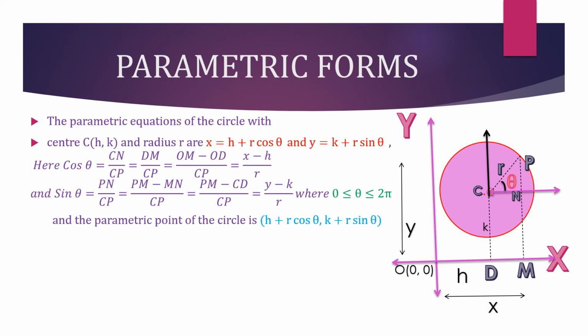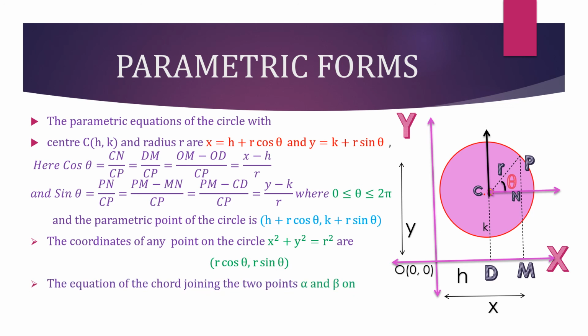And similarly, one more result. The coordinates of any point on the circle x square plus y square equals r square. Here this is also a circle, but the center of the circle is the origin. So here h and k equal zero. Then the parametric form becomes r cos theta, r sin theta. So this is the parametric form for the circle with center at the origin.